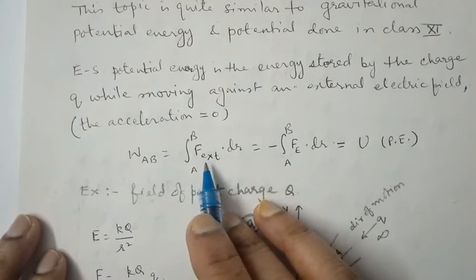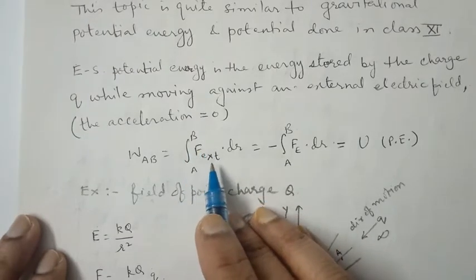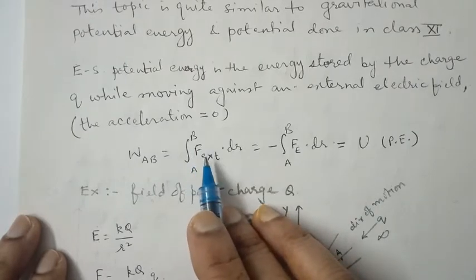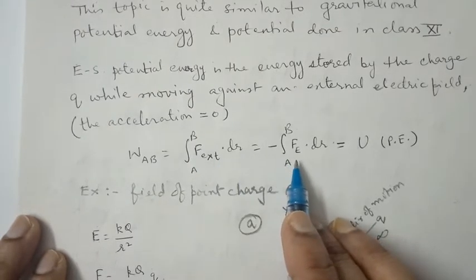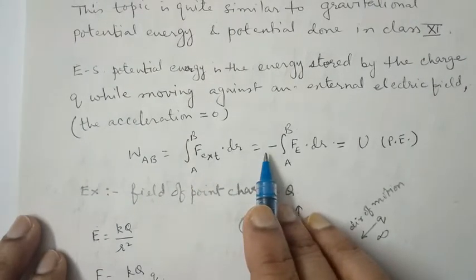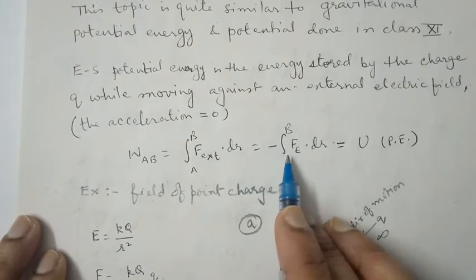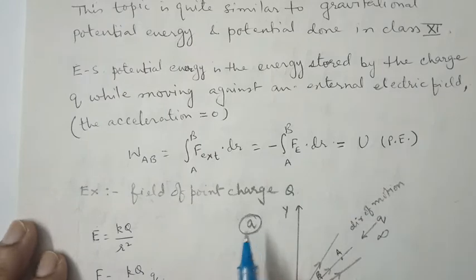And if I say this is the external force which is required to move the charge against a field, meaning the field is against this external force, I can denote the external force as Fe with a negative sign, and hence I have got minus integral A to B Fe dot dr. This is the expression for potential energy.